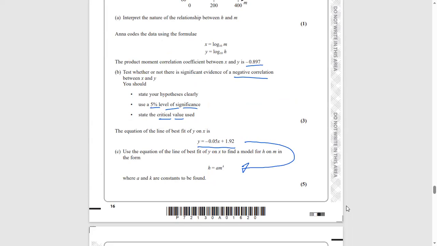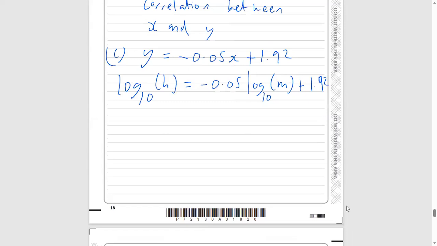So we're trying to get H equals a number times M to the power of some other number that we need to find. So we need to get rid of this log base 10. What's the inverse of a log base 10 function? Well, it's 10 to the power of. So the inverse function of log base 10 of H is 10 to the power of H. So we're going to raise both sides to a power of 10.